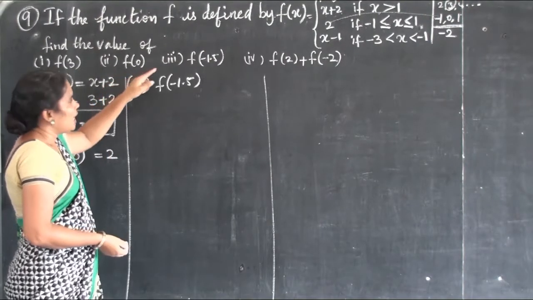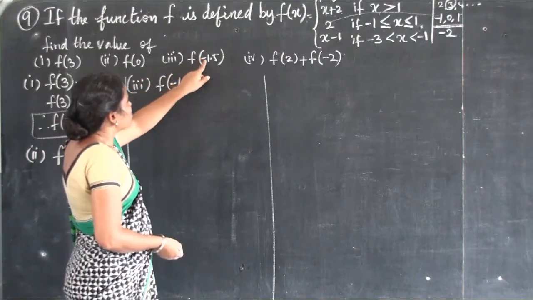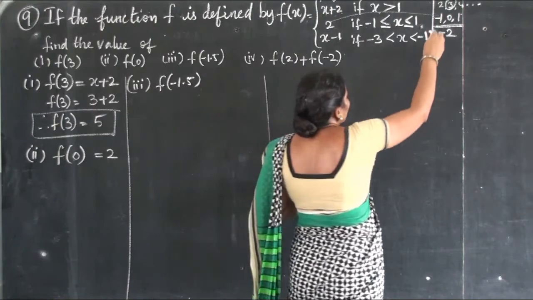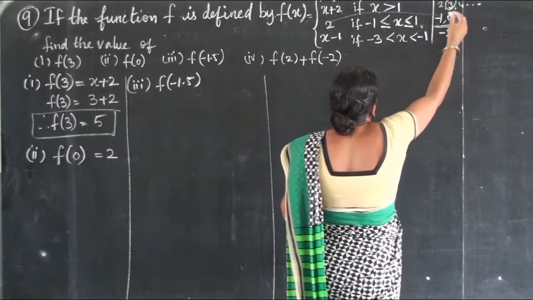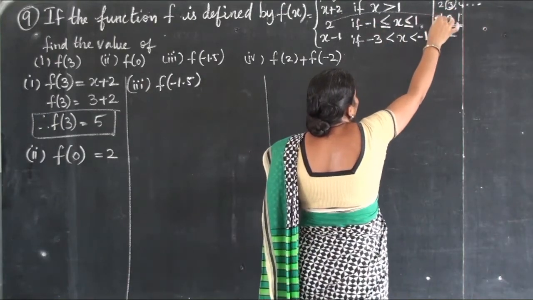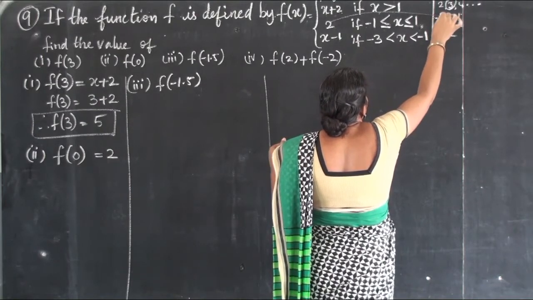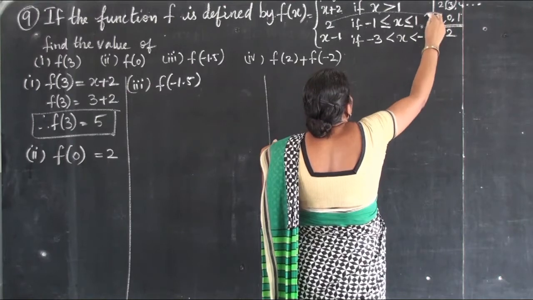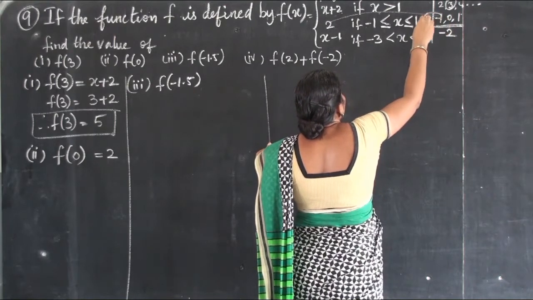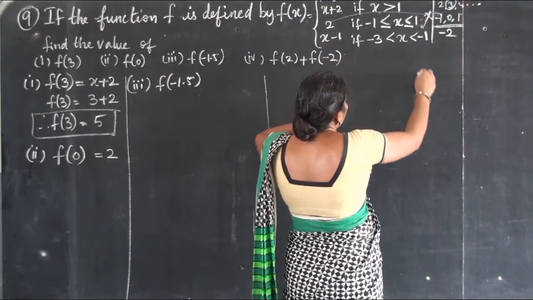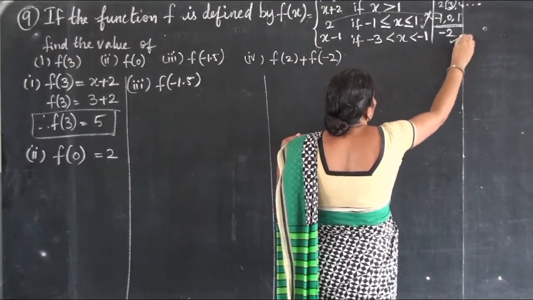Question number 3, f of minus 1.5. Where is minus 1.5 here? In the first equation it is 2, 3, 4. And in the second one we have minus 1, 0, 1. So it is minus 1.5. It lies between minus 1 and minus 2, so it is not applicable. Next move on to the last equation. We have a minus 2.